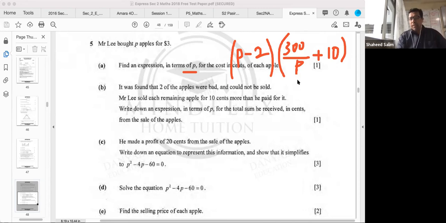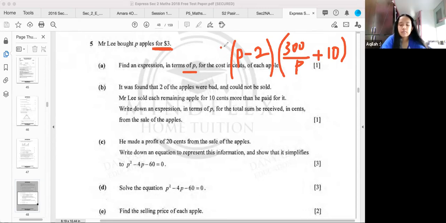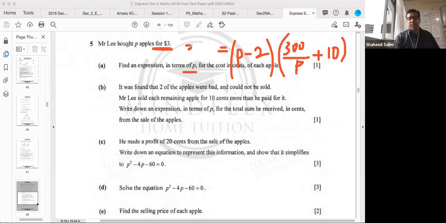Okay, I'm going to leave it here. He made a profit of 20 cents from the sale of apples. Okay, and you can see that down here also. So how much did he sell these apples for? How much is this worth? 20 cents. Good. So this is your equation. Don't be scared. Sometimes it looks scary, but it's not.